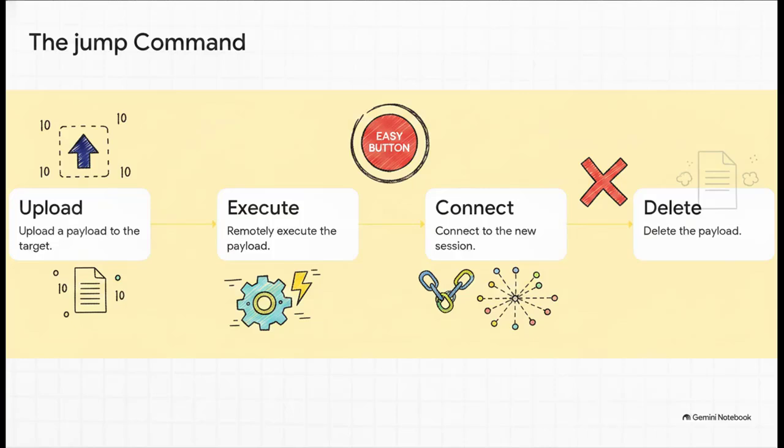First, uploading the payload to the target machine. Second, executing it remotely. Third, connecting to your shiny new session via peer-to-peer communication. And finally, step 4, covering your tracks by deleting the payload. Seriously, just running the command by itself will even show you the available techniques you can use. It handles the entire lifecycle for you, so you literally don't have to break a sweat.